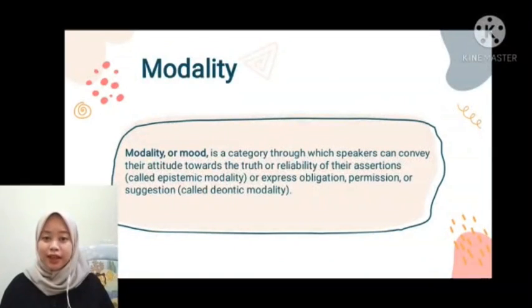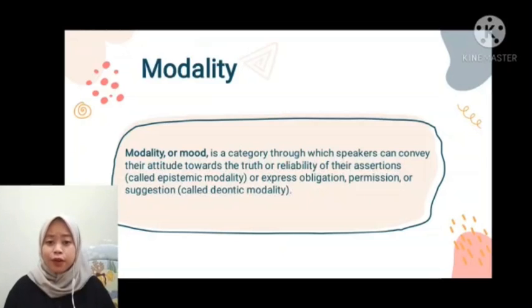Third is modality. Modality or mood is a category through which speakers can convey their attitude toward the truth or reliability of the assertion, called epistemic modality, or express obligation, permission, or suggestion, called deontic modality.